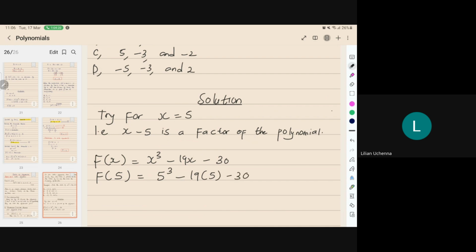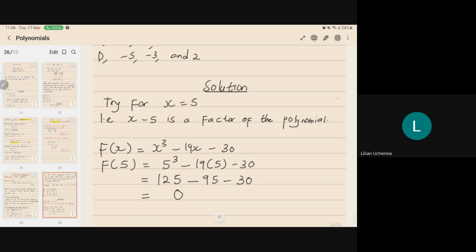5 raised to the power 3 should give us 125, minus 19 times 5. 5 times 9 is 45, carry 4, that should give us 95 right here. Then minus 30. So when you simplify, this will be equal to 0, because 95 plus 30 gives us 125. Are we together? A thumbs up if you are with me. I got that 0.